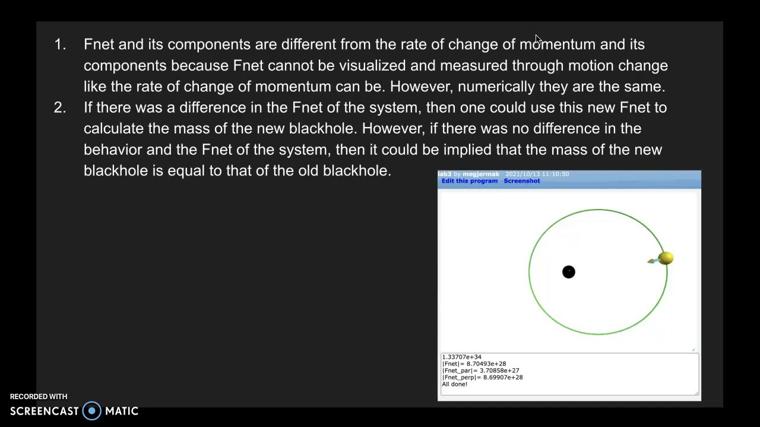So basically, you would just rerun the system, and whatever you found the F-net to be based on this new black hole, you could plug that in to find the new mass of the black hole.